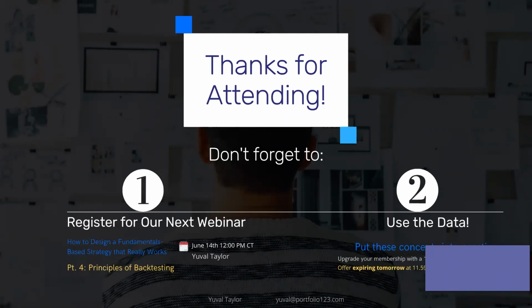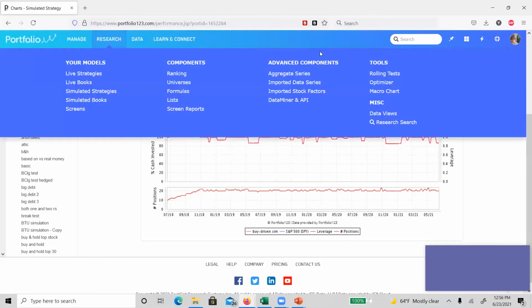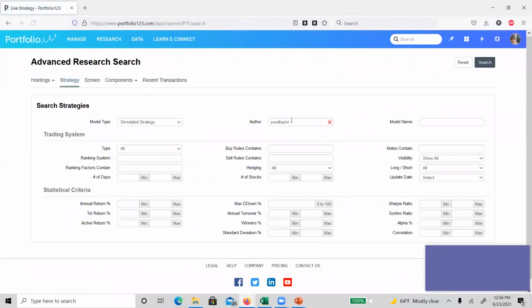Oh, and if you want to access this buy-driven simulation in your account, you would go to research and then research search, and you would put my name in here, Yuval Taylor, and then the model name would be buy-driven sim, and you'd be able to find it.